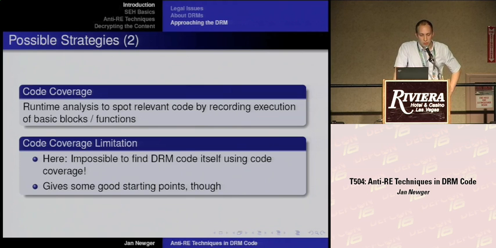A likely strategy would be to use code coverage. Code coverage in this sense means that you let the program run online while recording execution of basic blocks or functions, and you record all these breakpoint hits and do some calculations with sets of hits. So you would ultimately pretty easily find DRM-related code. Due to a few anti-reverse engineering techniques, code coverage is not possible in this case, but on the other hand, it gives some good starting points.